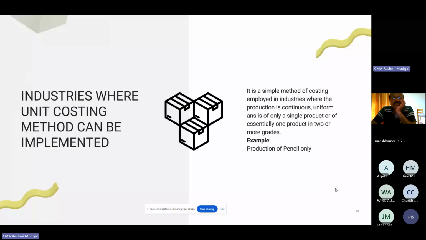Industries where the unit costing method can be implemented: most of the time it is implemented where simultaneously homogeneous products are manufactured. It is a simple method of costing employed in industries where production is continuous, uniform, and only a single product or essentially one product or two or more grades. We can see here production of pencils. Every pencil that comes out of the factory is normal.